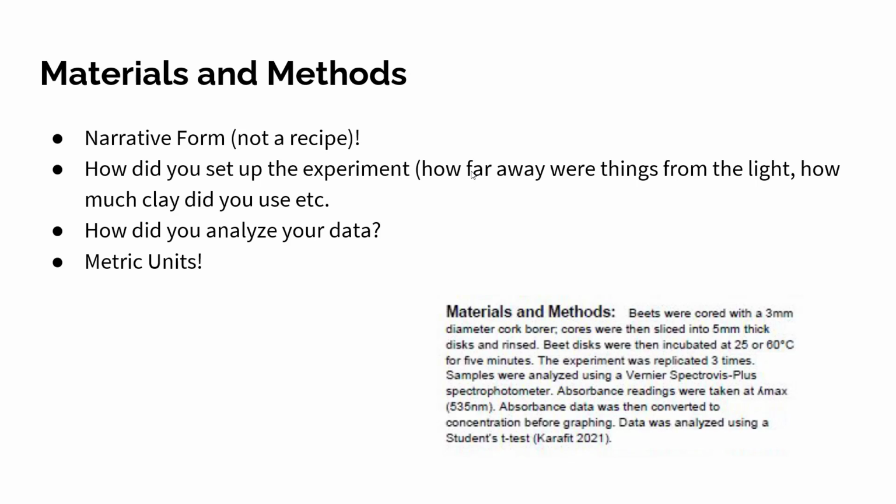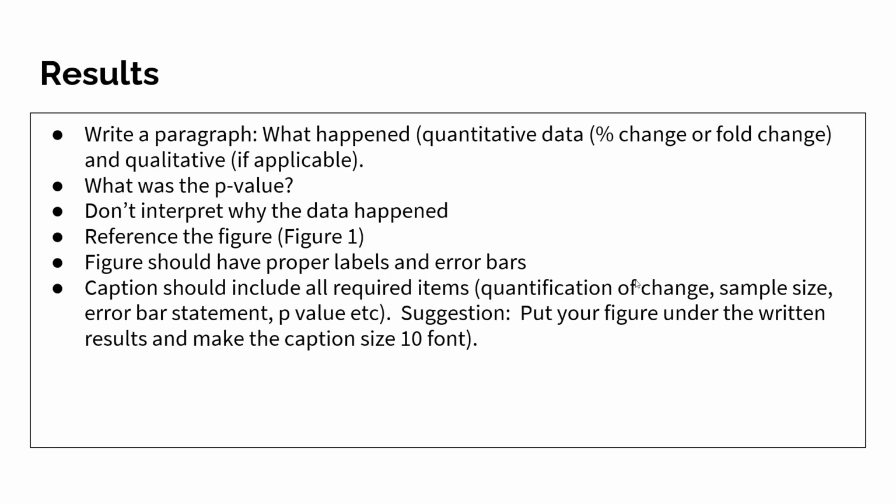In materials and methods, you're going to explain what it was that your group did. How you set up the experiment, how far things were from light sources, and so forth, so someone could replicate it exactly. You should also mention how you analyzed your data. A t-test was conducted, that sort of thing. And be sure never to use non-metric units, so always use metric system units. You can also reference the lab manual as needed, but you do need to explain what you did in this section.